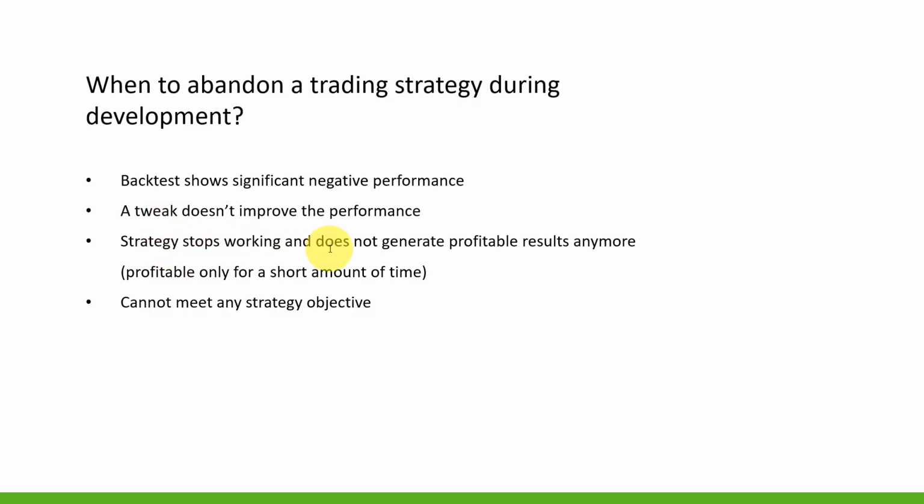The strategy stops working and does not generate profitable results anymore. So what this means is maybe you're testing 12 months of data and the strategy is making money for the first 3, but then the last 9 months it's not making money anymore and it's losing consistently. That's not a good sign. Even if the first 3 months were so profitable that you would still end up with a profitable result overall, I would not continue with the strategy.